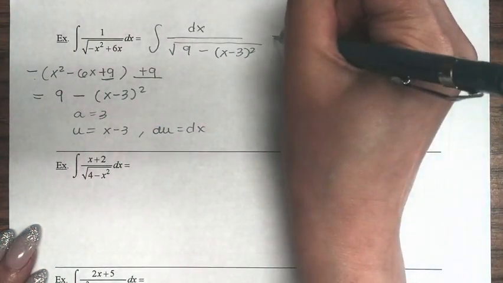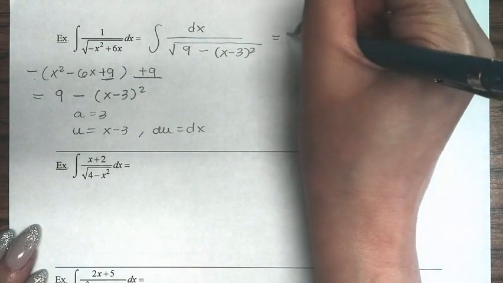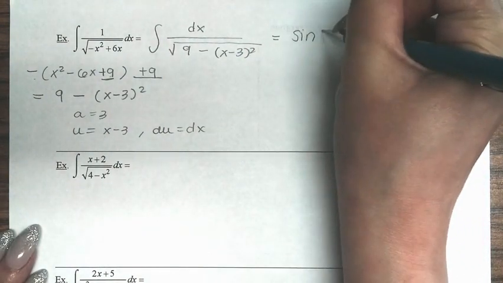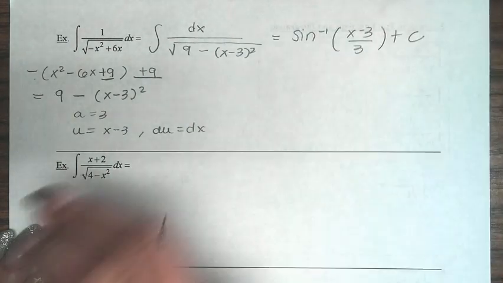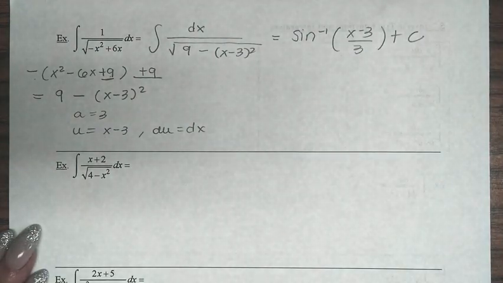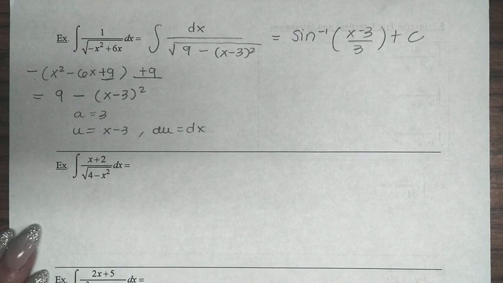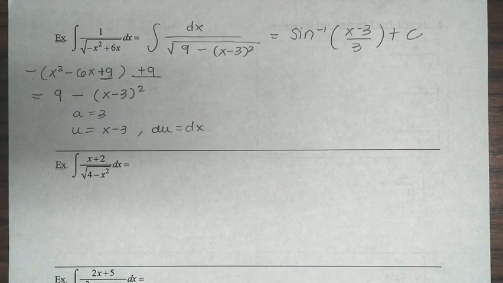With this being said, this is screaming sine. So it's going to be the sine inverse of (x minus 3) divided by 3 plus c, and you are done with that. Isn't that nice? So completing the square is your friend for this situation.